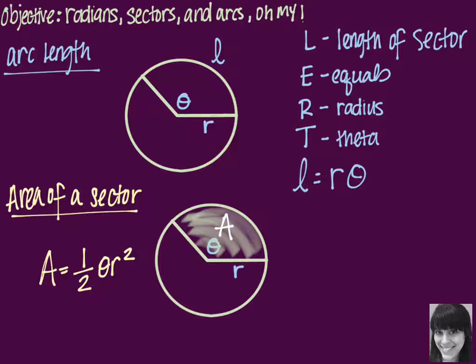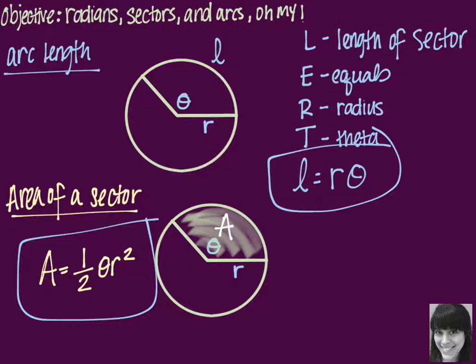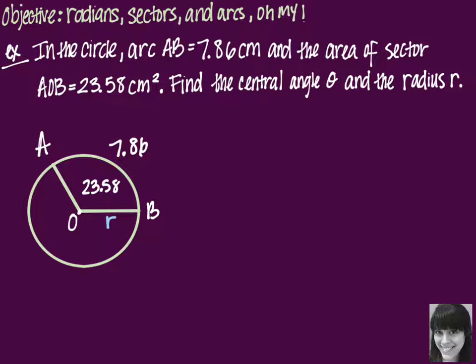These are in your formula booklet, so if you look under the topic circular functions, you'll find these two formulas. I wrote them here just like they are in your booklet, so you get accustomed to seeing them that way. Anyway, in this example, in the circle arc, AB equals 7.86 centimeters. I drew the diagram, but typically you'll just be given the information. The arc length equals 7.86 and the area equals 23.58. Find the central angle theta and the radius r.